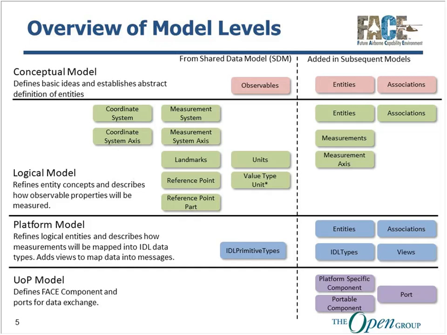Now, beyond the conceptual level, there's a logical model. It takes everything in the conceptual level, with the intent being to provide some more detail about how we're going to describe some of those properties. So I talked about a position property. At the conceptual level, it's just position, and we all understand that. But to communicate about it, we need something more detailed, like how are you going to give me that position? Is it going to be WGS 84 or Earth-centered or fixed or whatever? So that's where some of this gets filled in.